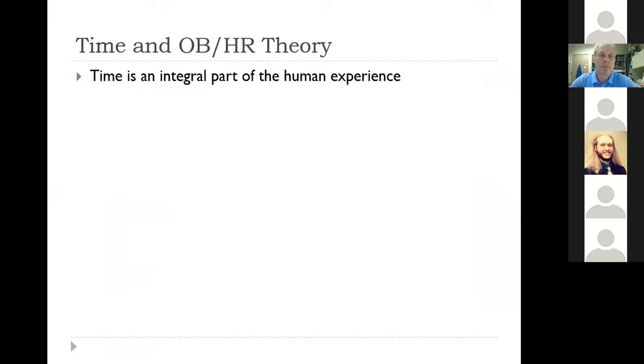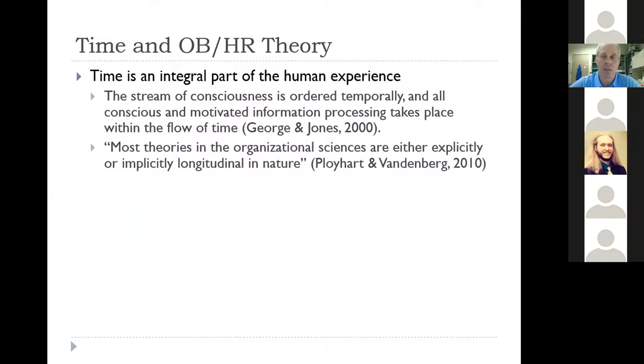And so in thinking about time and OBHR theory, as we all know, time is an integral part of human experience. Our consciousness is ordered temporally. If you think about some event occurs that then leads to an emotional reaction, which leads to cognitions, which leads to subsequent behavior, that inherently has a flow of time as part of it. Even thinking about most of our organizational theories, they implicitly have time built into them as well. So picture a causal model with an independent variable, a mediator, and a dependent variable. That suggests a causal flow.